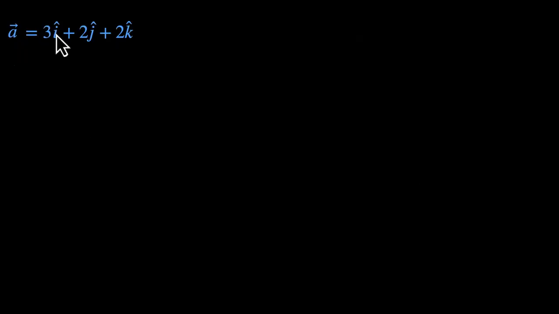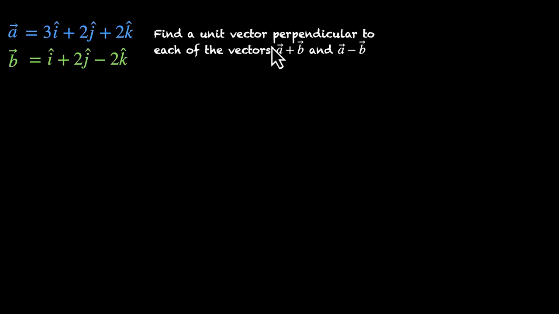Let's solve one more. Vector a is 3i cap plus 2j cap plus 2k cap. Vector b is i cap plus 2j cap minus 2k cap. And we need to find a unit vector which is perpendicular to each of the vectors a plus b and a minus b. Now pause the video, try this out.